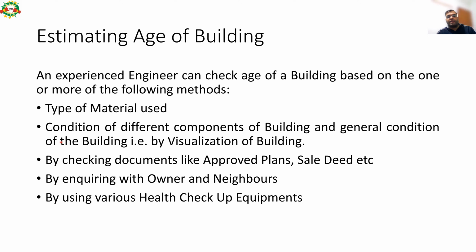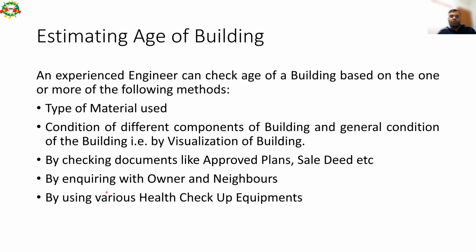The next method of estimating the existing age of the building is the condition of different components and the general condition of the building. After having an overall view of the building, I can have a fair idea of its age. Then, by checking documents like the approved plan and sale deed. If the building owner has an approved plan copy, I can estimate that the plan was approved 40 years back, so the approximate age of the building is say 38 or 39 years, because it would have taken 6 months or 1 year to construct the building.